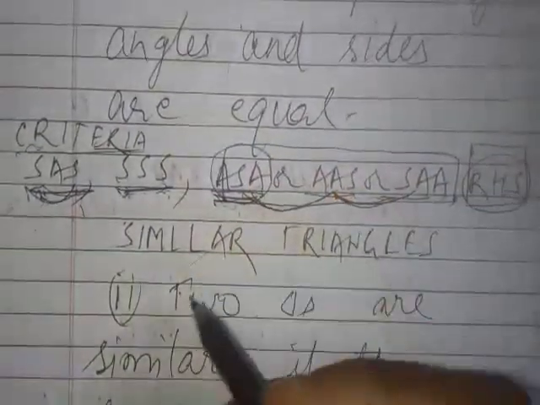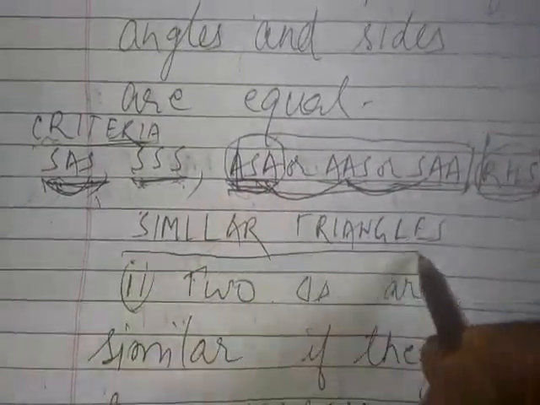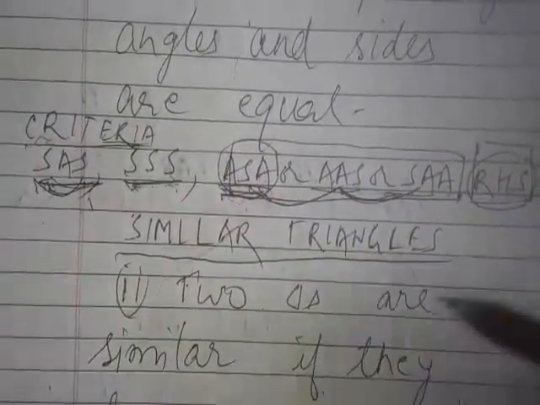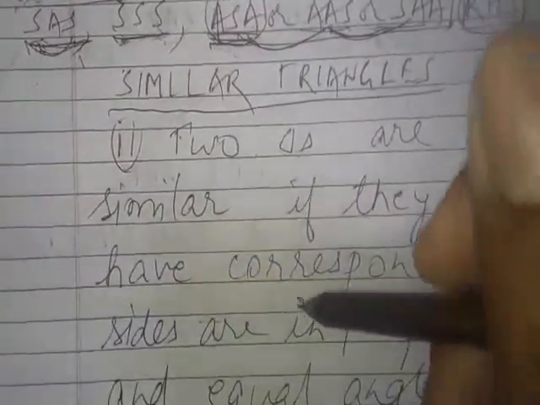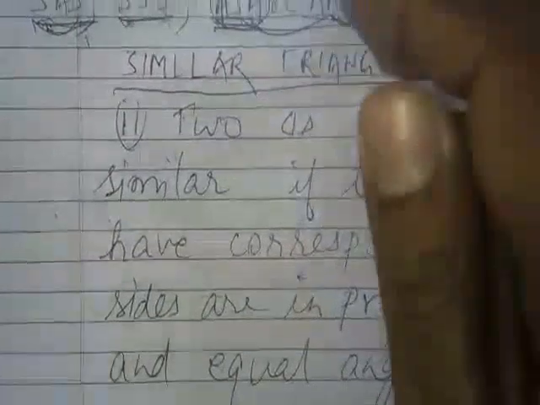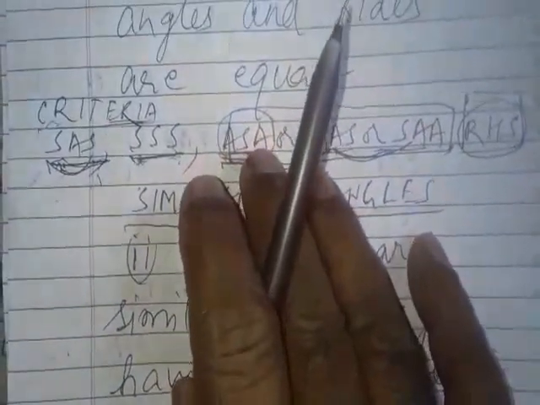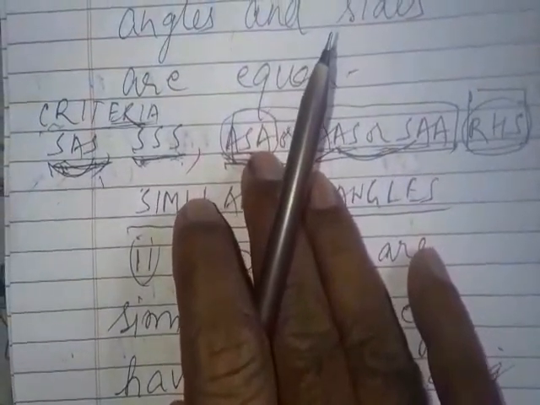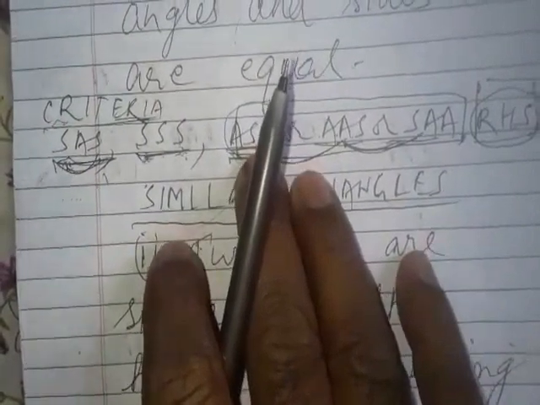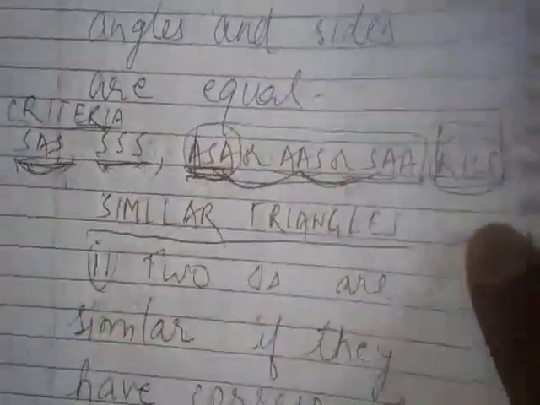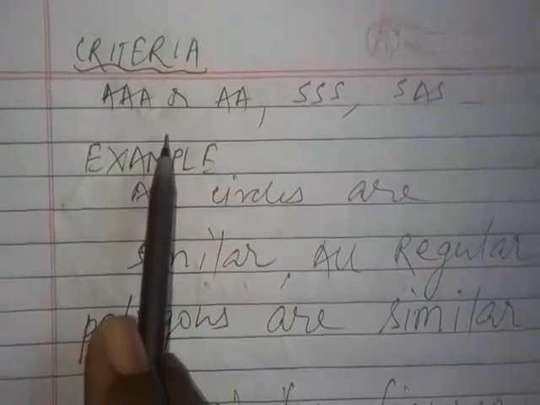In the same way, two triangles are similar if they have corresponding sides in proportion and equal angles. It means that two triangles are said to be similar if they have three angles equal and the corresponding sides are in proportion. You will understand it later on. Now we have the criteria for similarity of triangles.